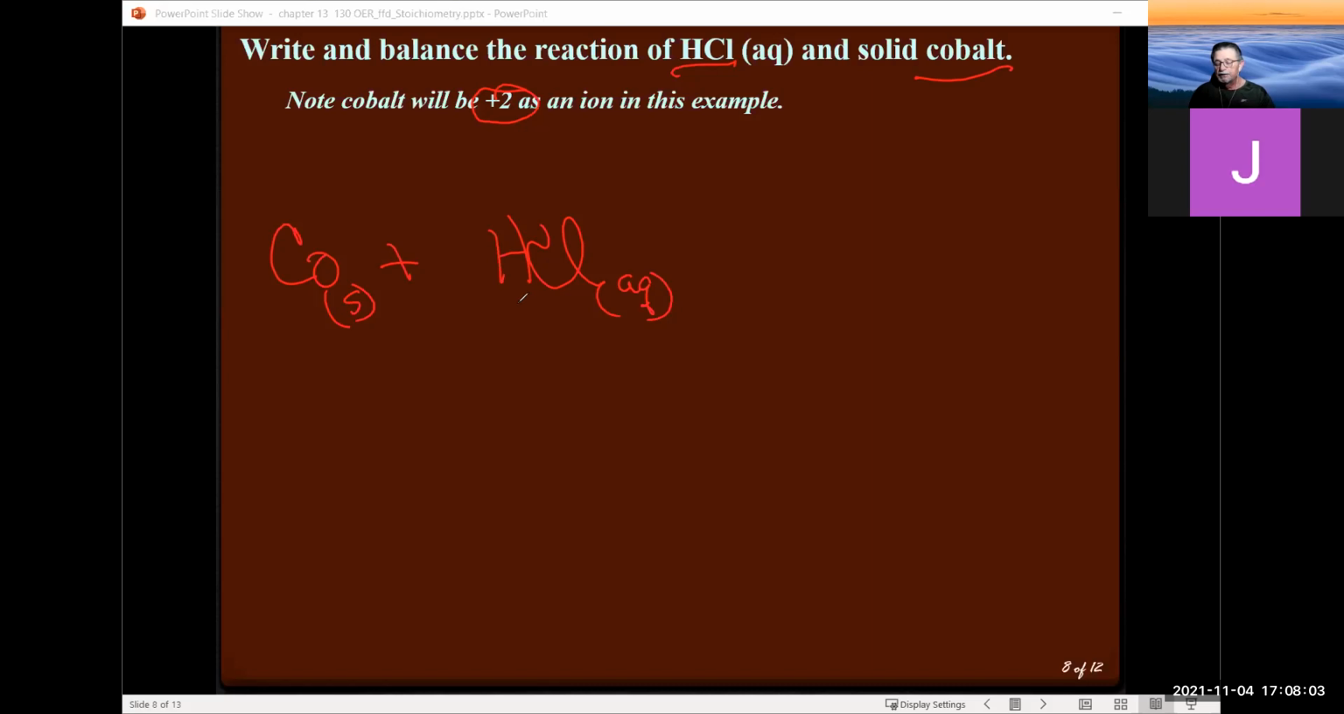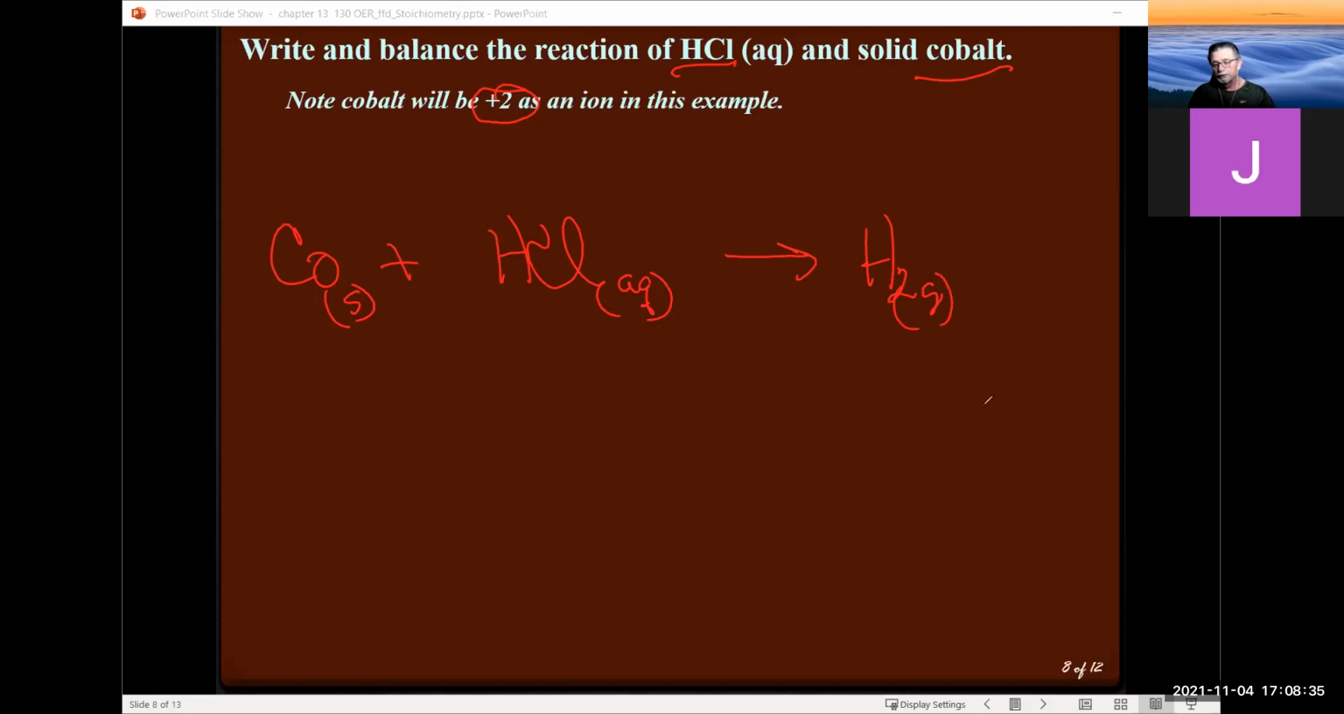You'll see that cobalt's more reactive than hydrogen, and cobalt is not in the ionic form, therefore cobalt will replace the hydrogen, which right now is in ionic form, H+, and gets converted to elemental form H2 as hydrogen gas. So we got hydrogen gas being generated.